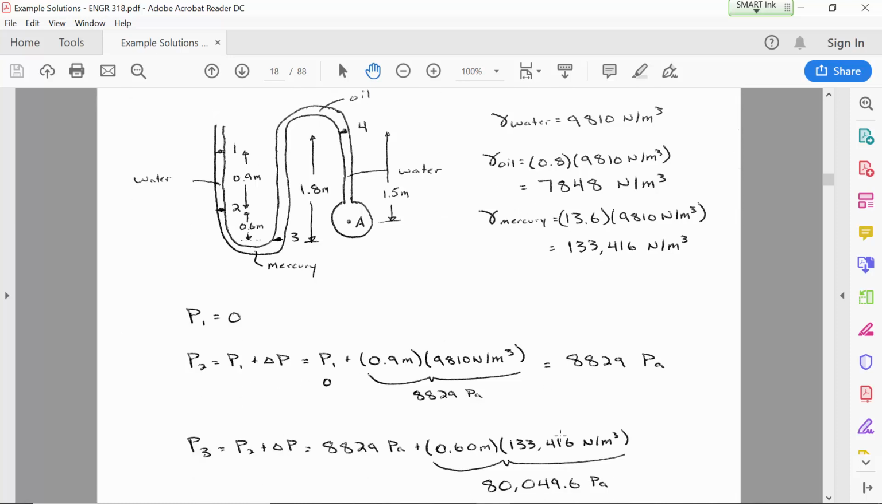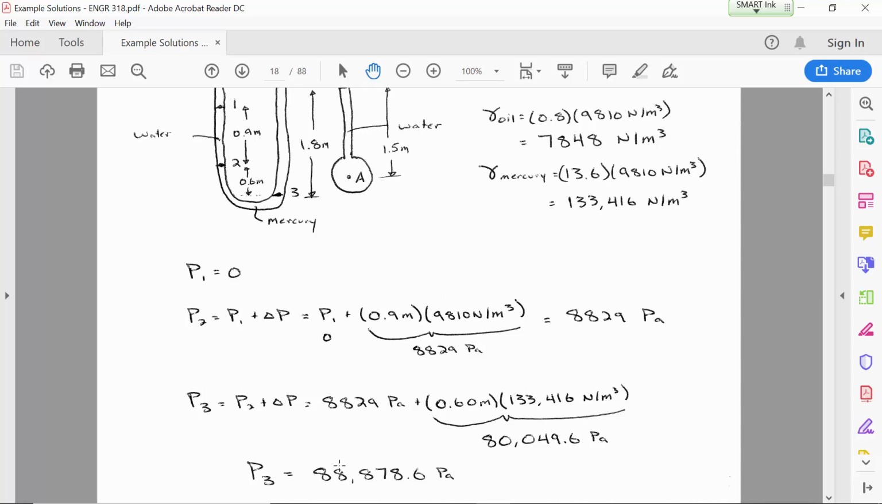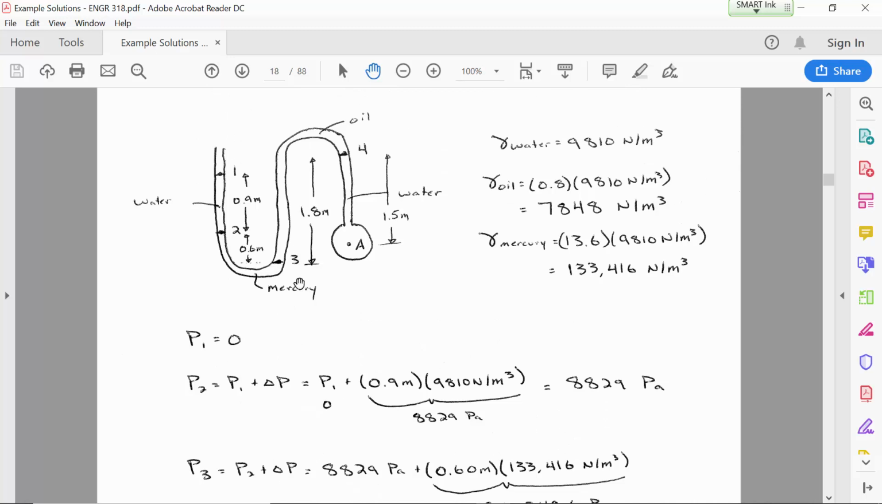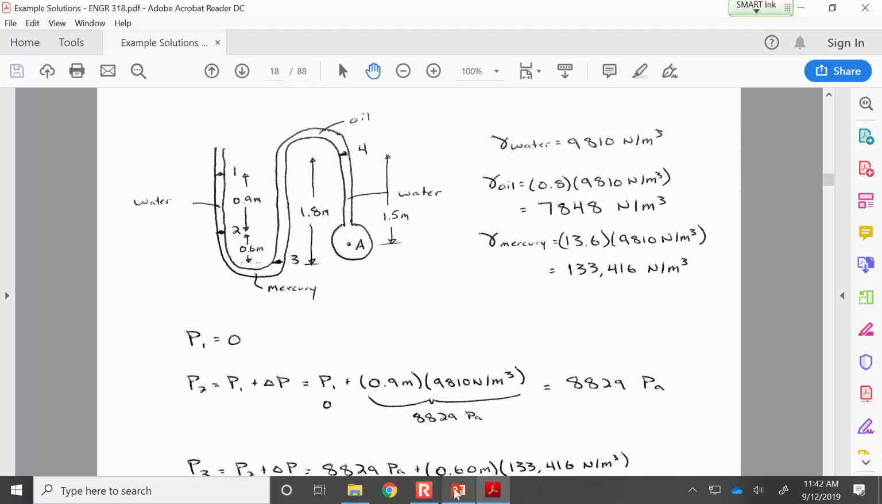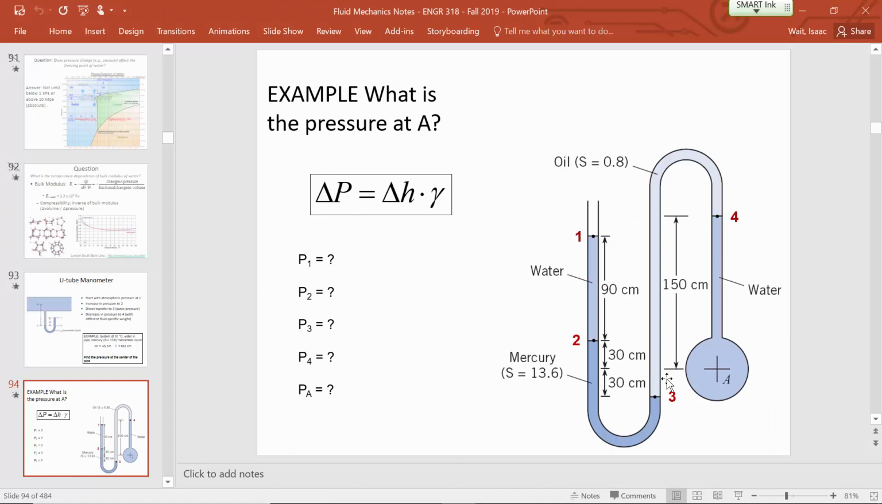Then at 3 it increases a little bit more because our net elevation decreases, so we're going down through the fluid. The 0.6 meters of mercury is going to add now 80,000 pascals. So that means that the pressure at 3 should be a total of 88,878.6 pascals. Now as we go from 3 to 4, the elevation difference is 1.8 meters. And you know the dimensioning is a little tricky there, right? 150 centimeters, but then also that 30 centimeters.